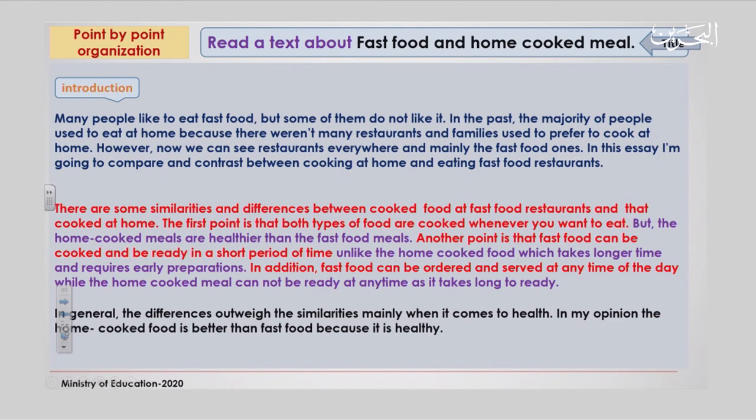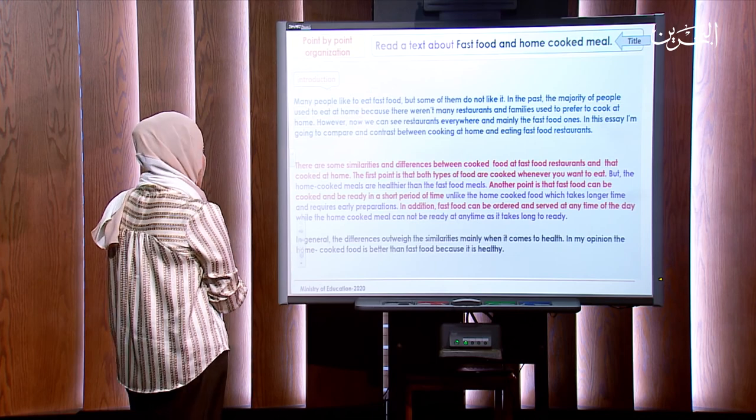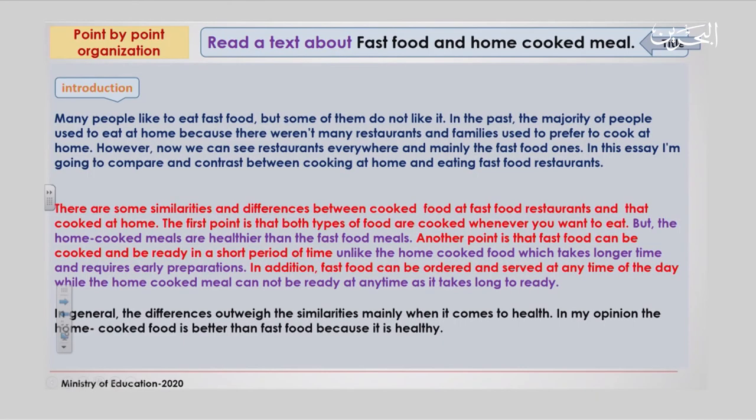But the home-cooked meals are healthier than the fast food meals. Another point is that the fast food can be cooked and be ready in a short period of time, unlike the home-cooked food, which takes longer time and requires early preparations. In addition, fast food can be ordered and served at any time of the day, while the home-cooked meal cannot be ready at any time as it takes long to get ready.